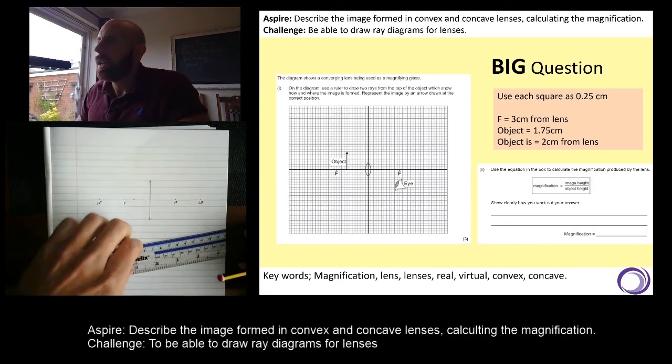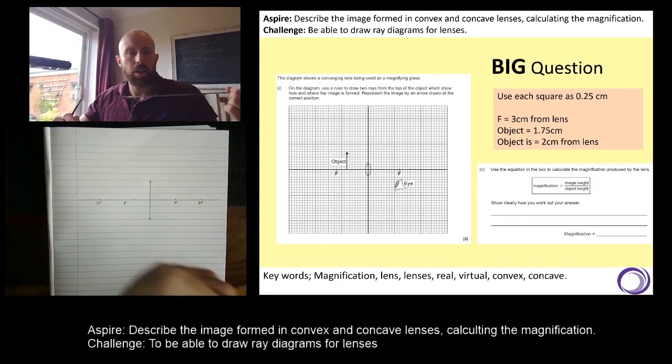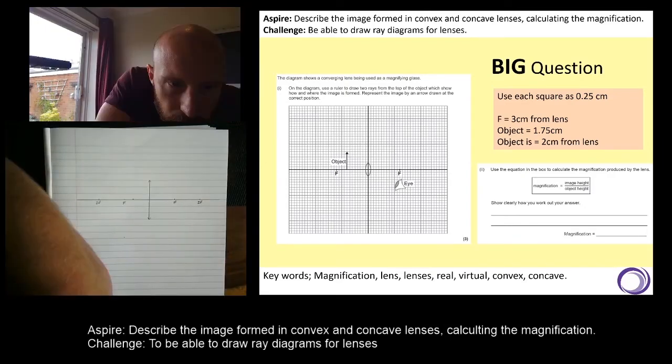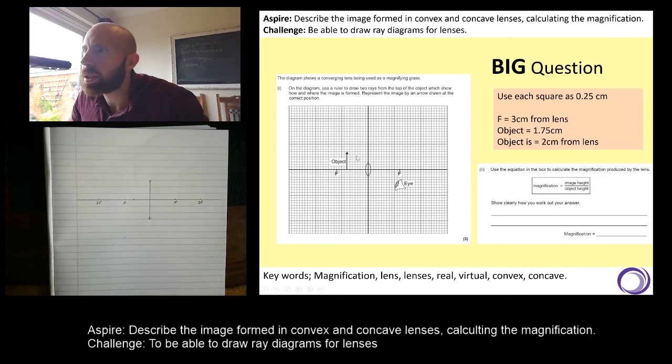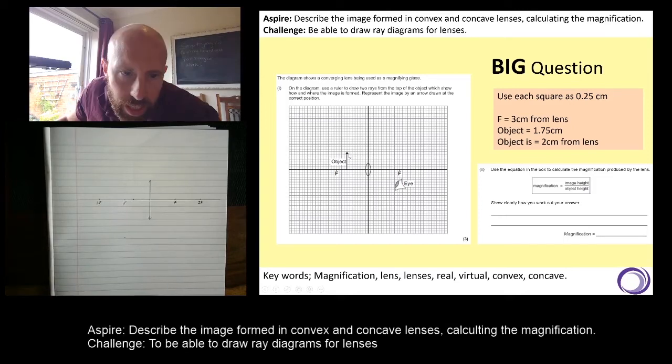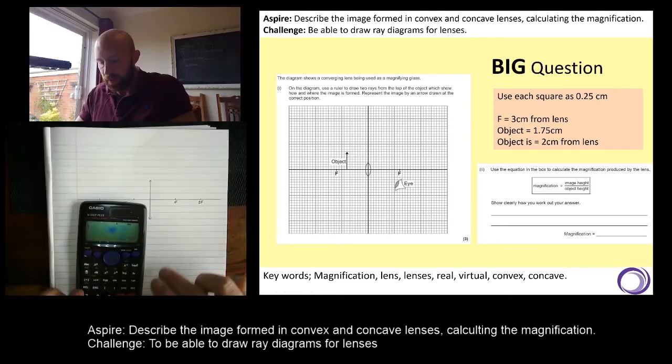Okay, and I measured that to be how many squares high? 1, 2, 3, 4, 5, 6, 7, 8, 9 high. So let me just check. So we can see that I'm counting here. 1, 2, 3, 4, 5, 6, 7. It goes to the top of the point. So it's 7 high. So it'll be 7 times 0.25.